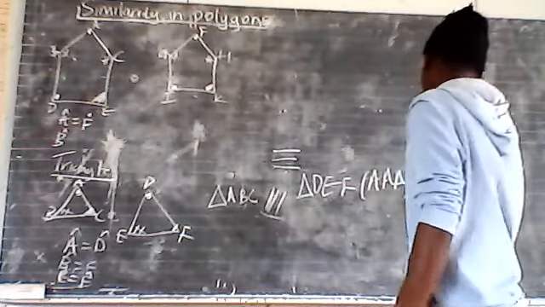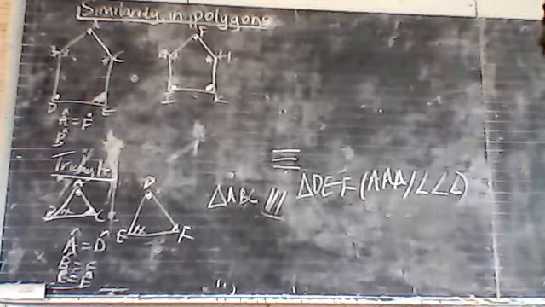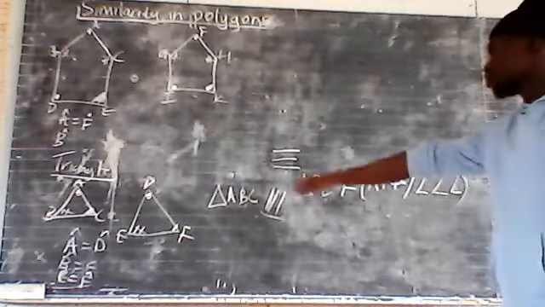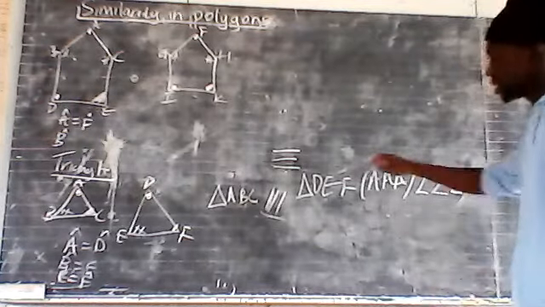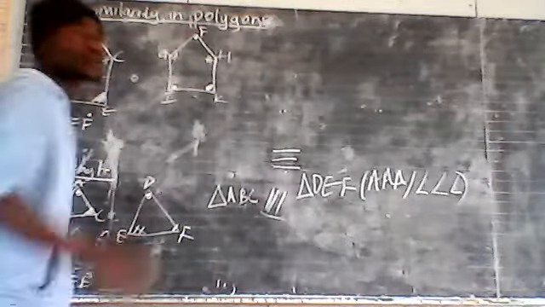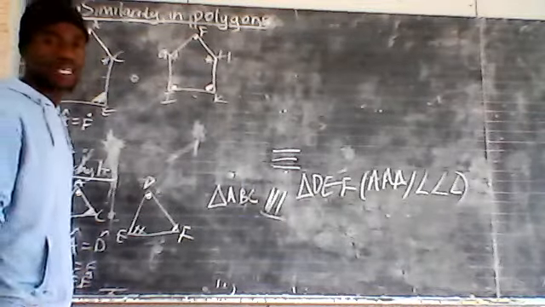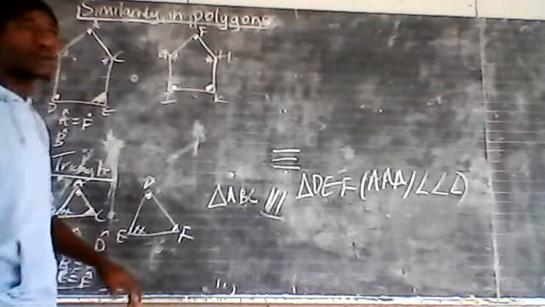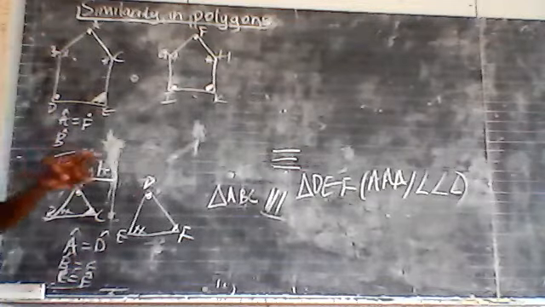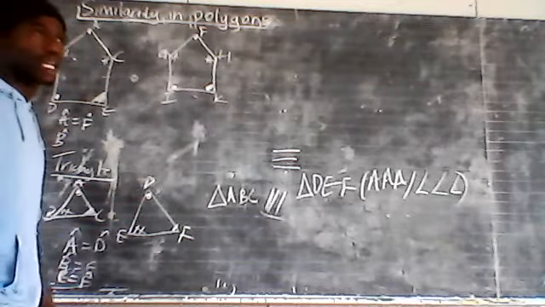Some people write it this way. So I've got three angles being equal, so I've concluded that my triangles are similar. This is the reason. Coming to that special feature that triangles have that is different to other polygons, you can prove in two ways how a triangle is similar to another.